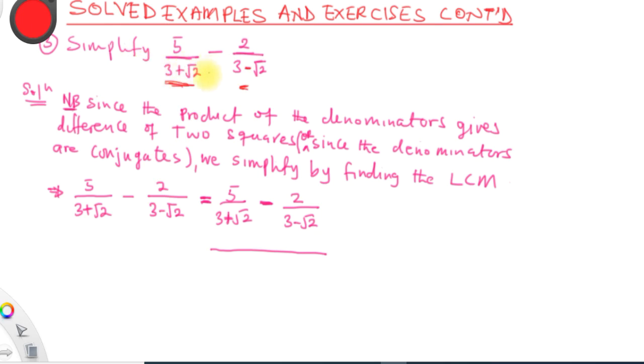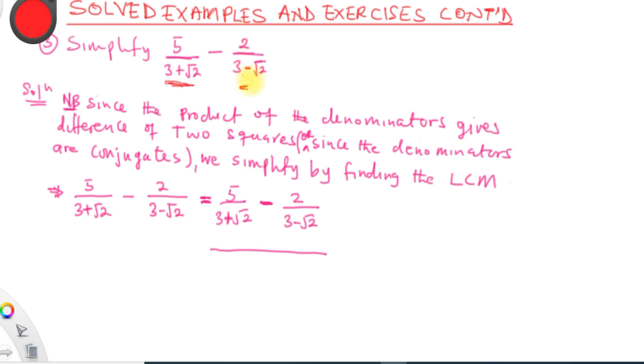Whenever you are given a fractional set that has two terms and you are asked to simplify, first of all you have to look at the conjugate of the denominator of the first term. The denominator of the first fractional term is 3 plus square root of 2.